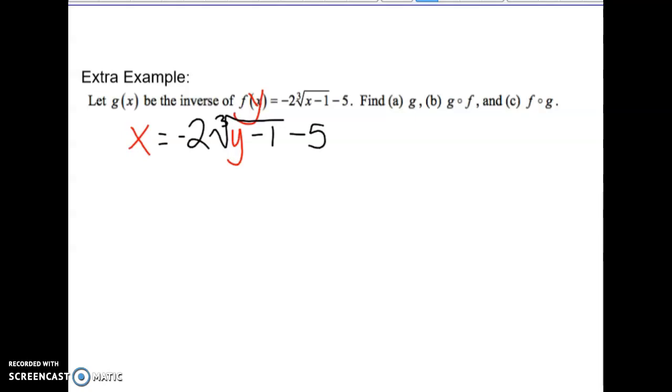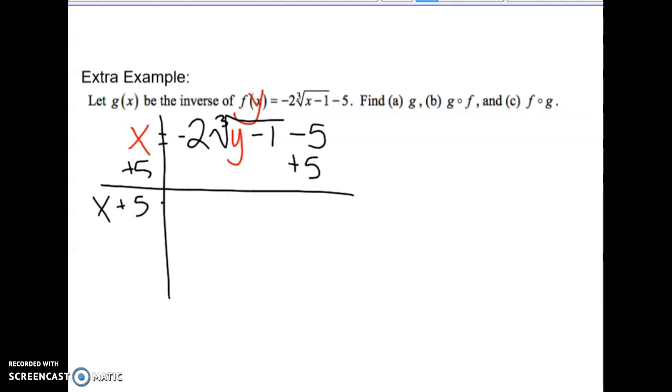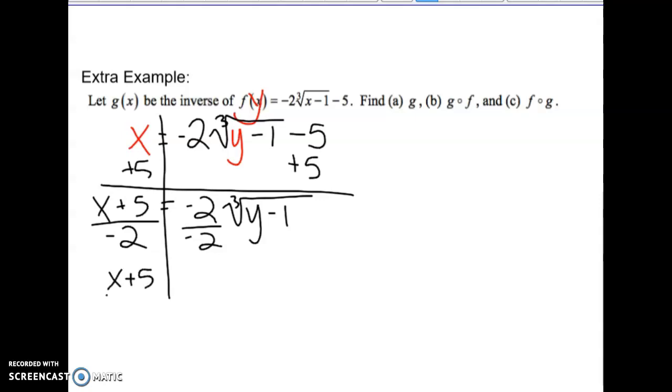I'm going to go through all the steps that I taught you when you were little. What do I undo first? Undo the minus 5. Plus 5, plus 5. So x plus 5 equals negative 2 times the cubed root of y minus 1. Now I've got to divide by negative 2, divide all of this by negative 2. I'm just going to leave it like that because otherwise it's going to get gross. So now I've got x plus 5 all over negative 2 equals the cubed root of y minus 1.